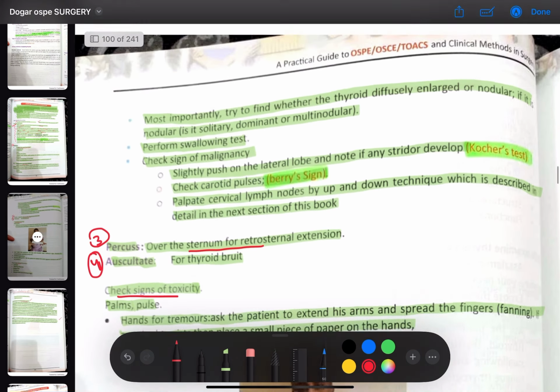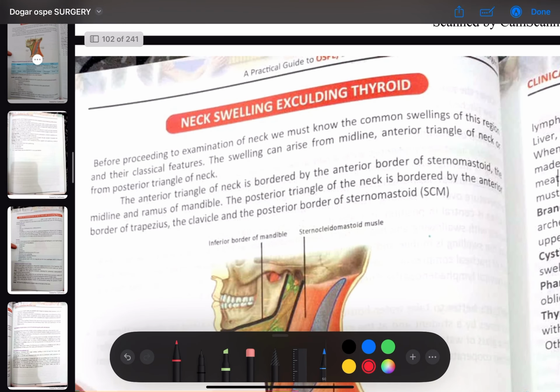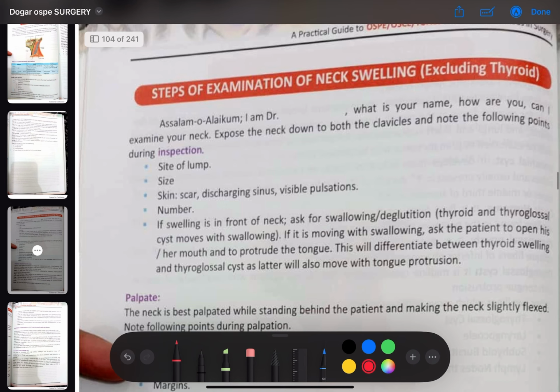So we have discussed the thyroid examination. In the next video, we will discuss the steps of examination of neck swelling excluding thyroid.